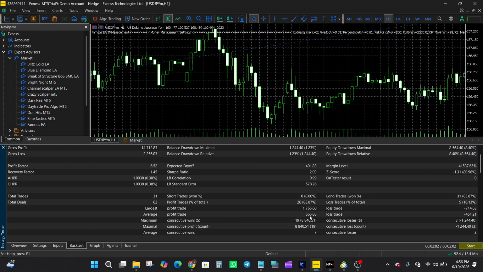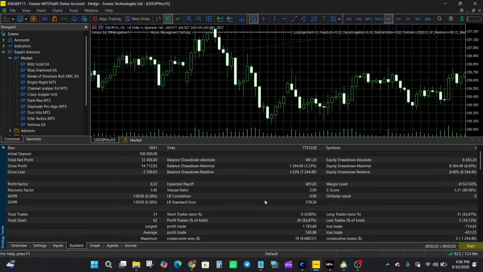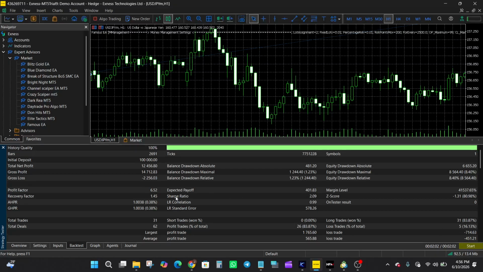Average profit 565.88. Average loss 451.21. Okay, so this also shows that the risk to reward ratio is not really good enough, but at least the average profit is bigger than the average loss. All right, and when you put that side by side with such a nice win rate, it's not surprising to see a total net profit of about 12.45, or rather 12.46% over the space of 5 months.